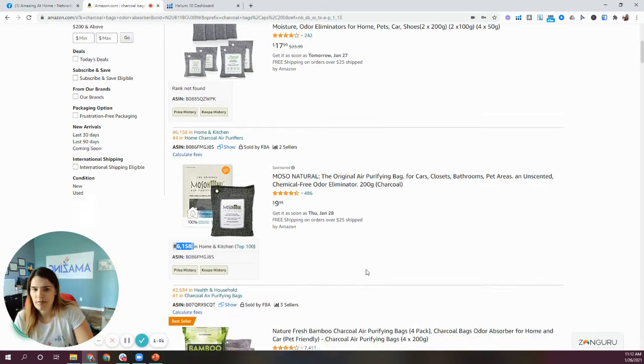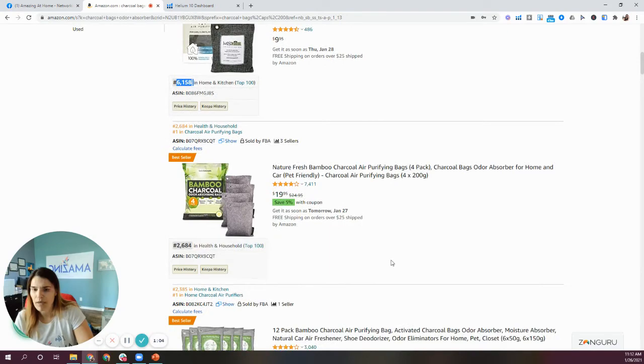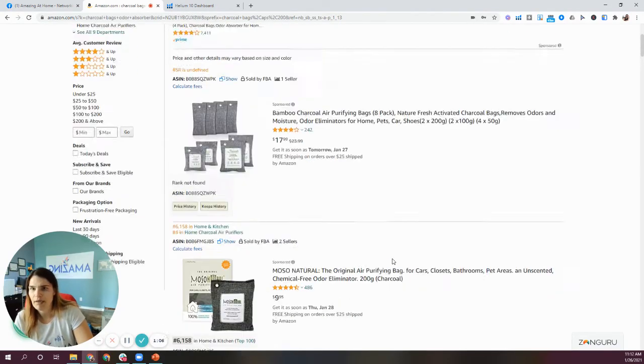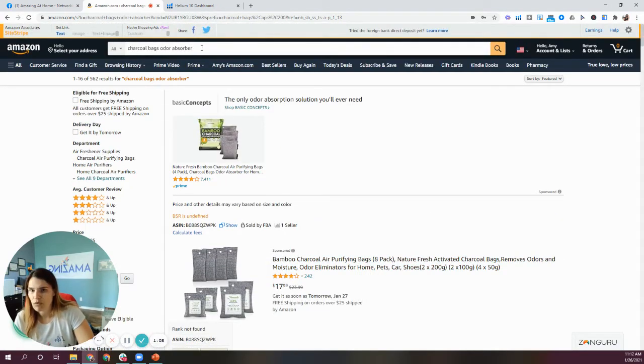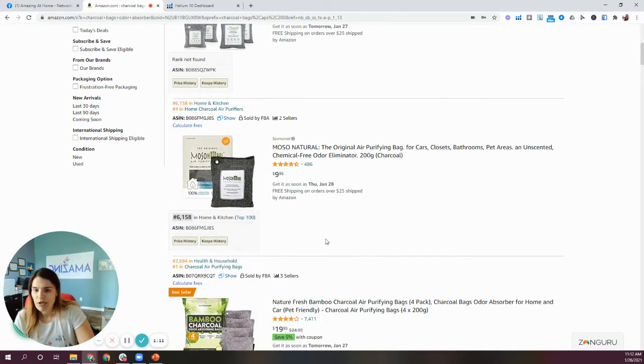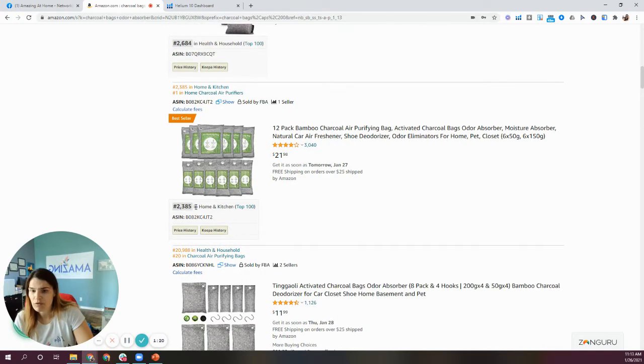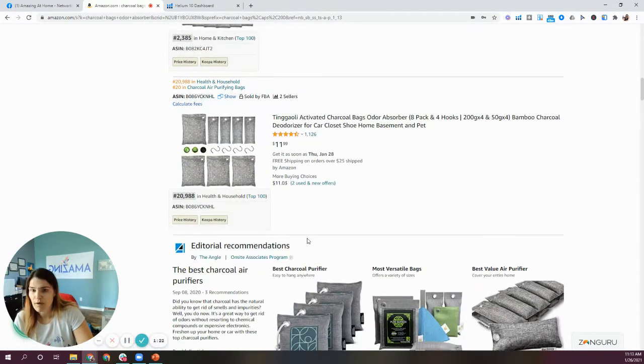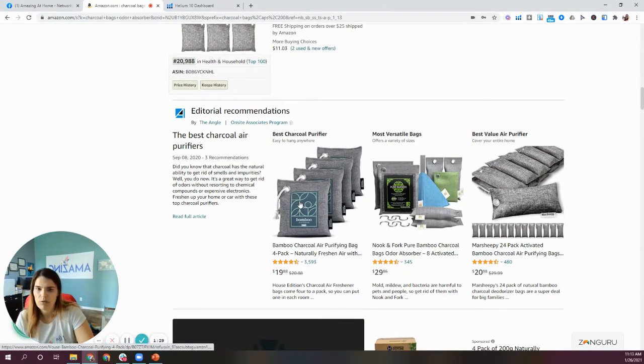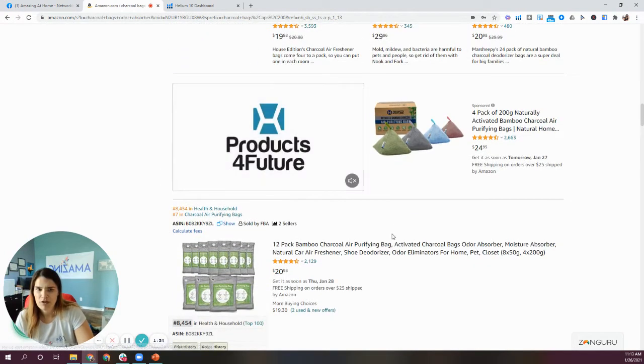I'm using DS Amazon Quickview and I'm looking and I'm seeing, okay, let's say I'm selling charcoal bags, odor absorbers. If I'm looking at these, let's see this one, wow, this one's 2,684 in health and household. Okay, that's good to know. This one's 2,300. So the rank is very good. This one's 20,000 on page 1. That's interesting.